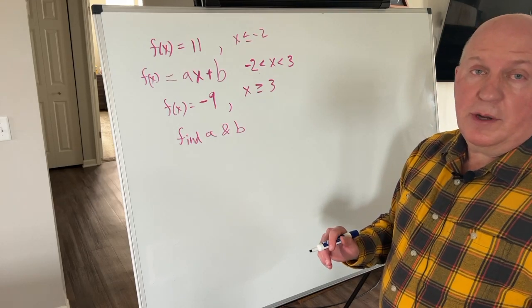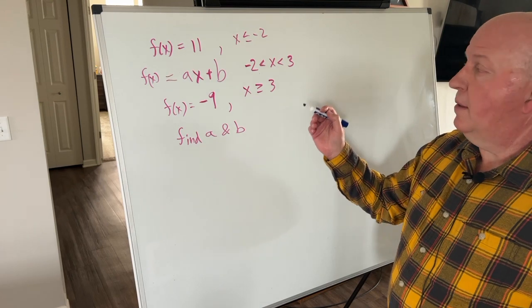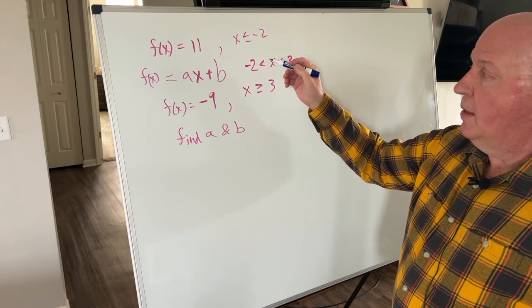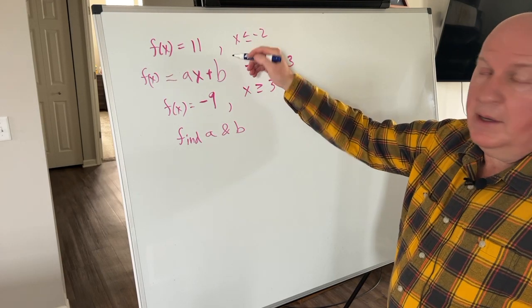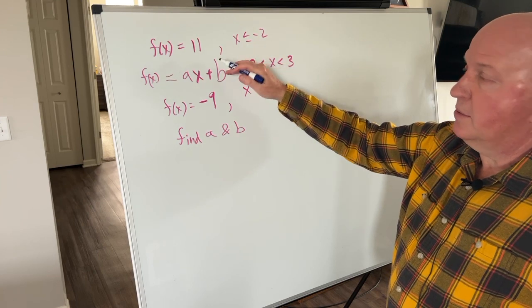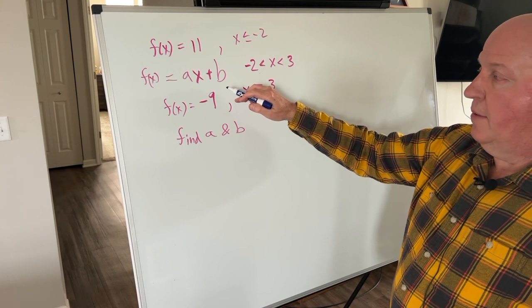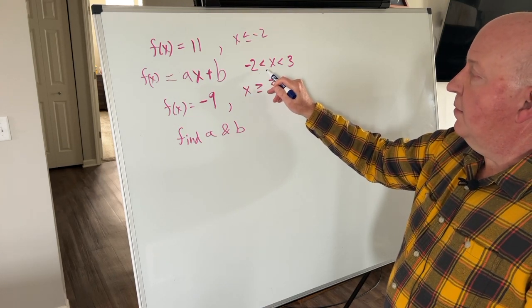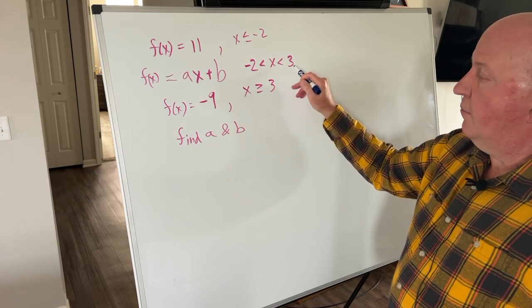So here's an interesting problem. We have a function divided into three parts. The first part is f of x equals 11 for x less than or equal to negative 2, which is basically a straight line. The second part is f of x equals ax plus b, for x greater than negative 2 and x less than 3.